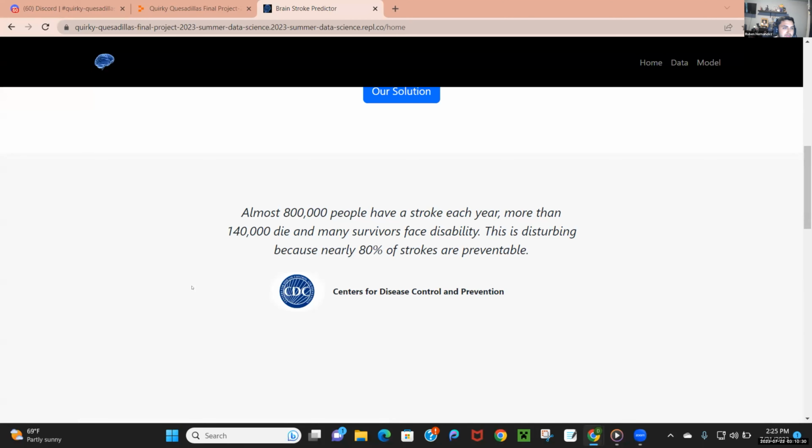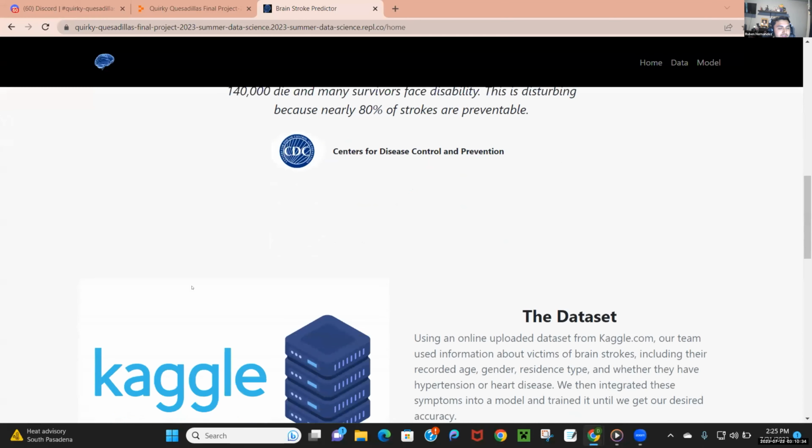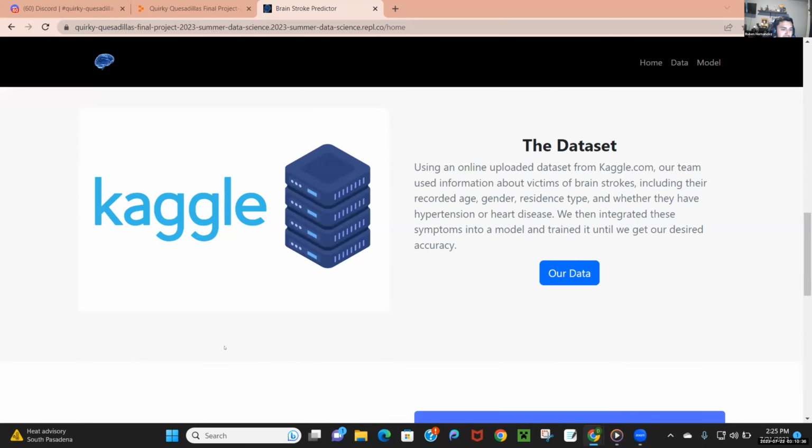Before we can even make the model, we first need to get a bunch of data. And with that, I'm going to pass it on to Disha, who'll be talking about it. I'm Disha, the machine learning engineer for Quirky Quesadillas, and I will be briefly going over our website's data page.